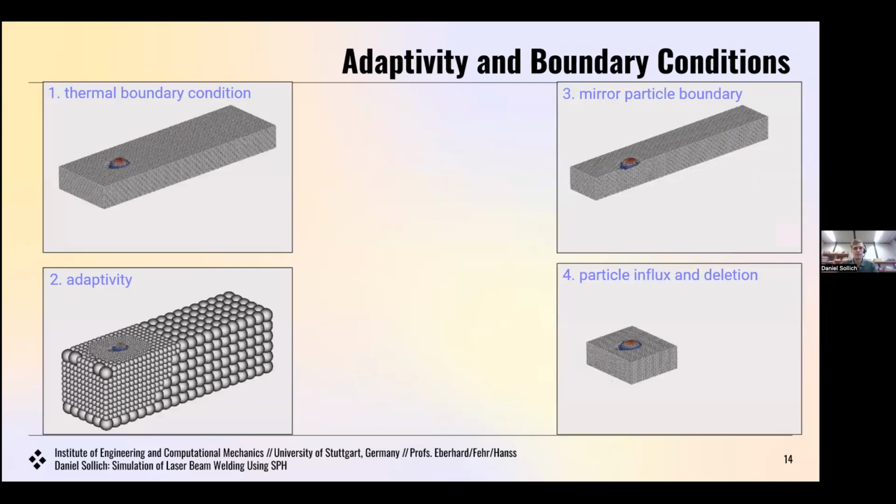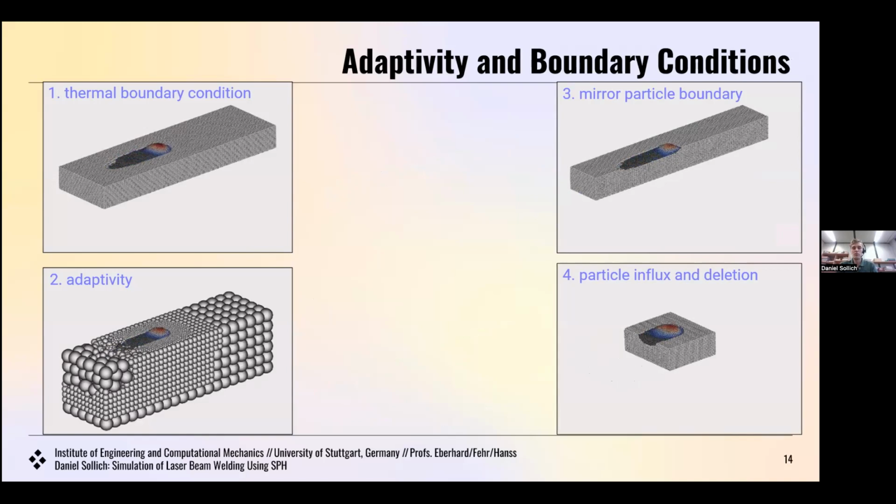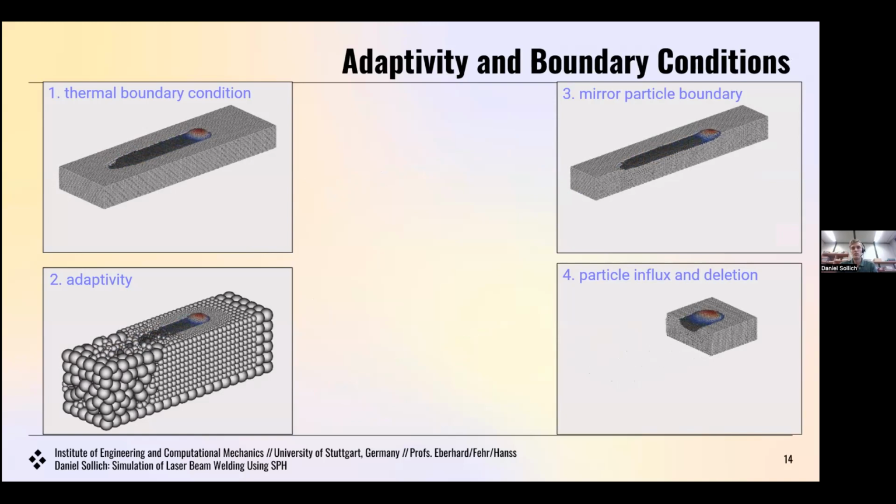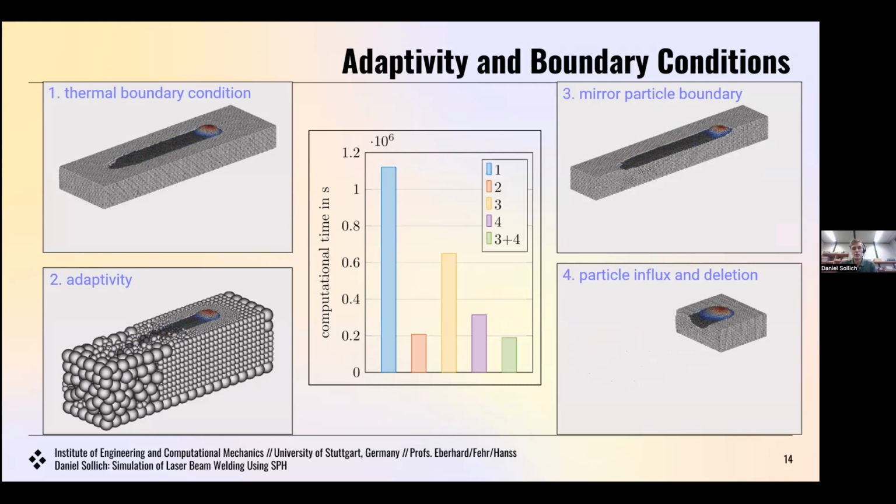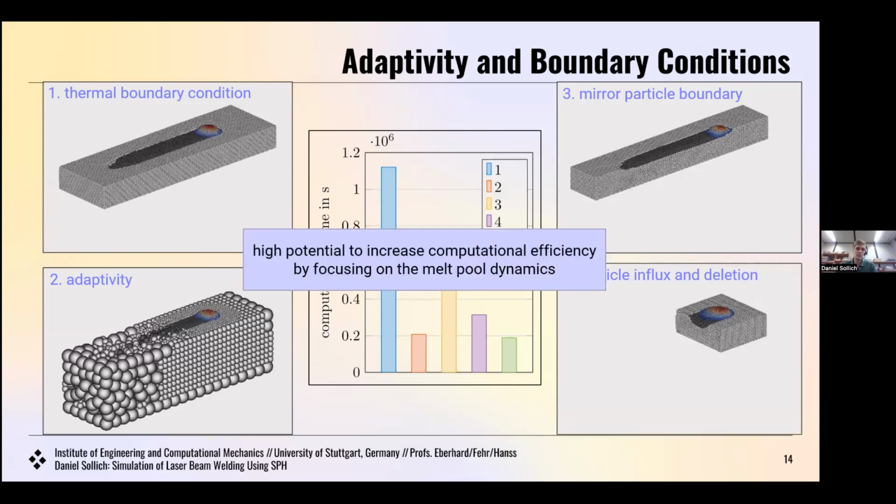Okay, so let us have a look at the simulation results. What we can see is that in each simulation we have the formation of a very shallow melt pool. And the size and temperature distribution agree very well for each simulation. So let us now have a look at the simulation time. For the first, we have very high computational times. And what we can see is that by applying adaptivity schemes, or even by combining the third and the fourth approach, we can reduce the simulation time by a lot. So the key message here is that there is a high potential to increase computational efficiency by focusing on the area of interest, which in our case is the melt pool dynamics.